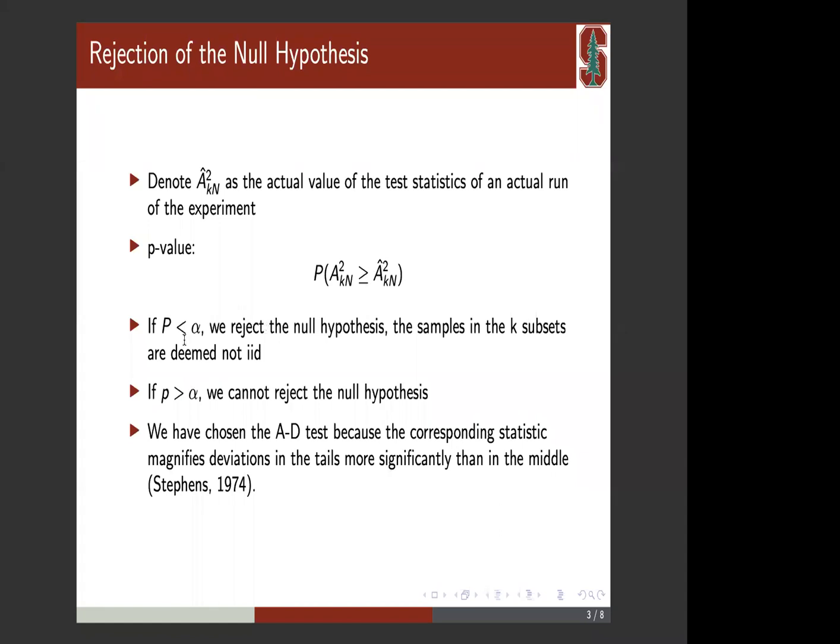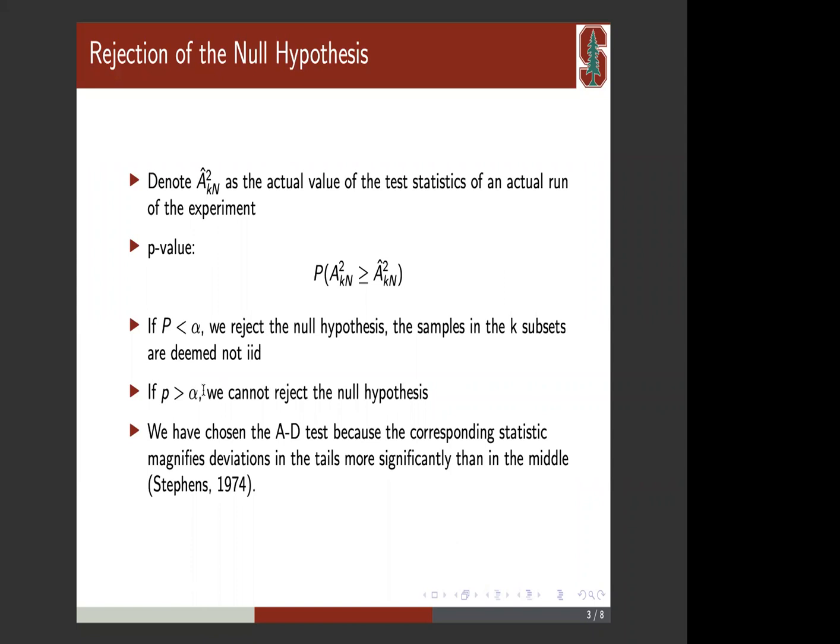And if this p-value is smaller than some significance threshold alpha, we reject the null hypothesis and the samples in the subsets are deemed not IID. If the p-value is greater than alpha, we cannot reject the null hypothesis, and the evidence is insufficient to deem that samples in the subsets are not IID.